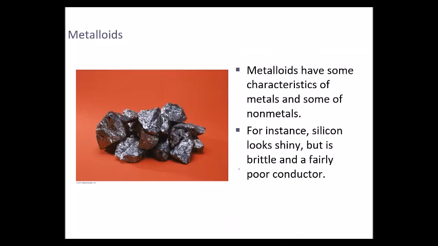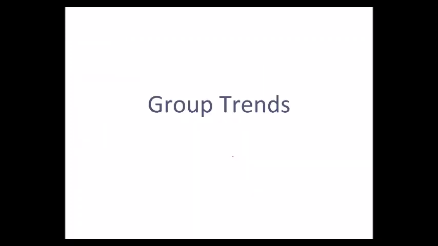Metalloids, though, have characteristics of both, so you have to look at the particular ones. Some of them are shiny, some of them are brittle, some of them are semiconductors. They conduct electricity without as much heat, and so there are definitely varying characteristics amongst the metalloids.